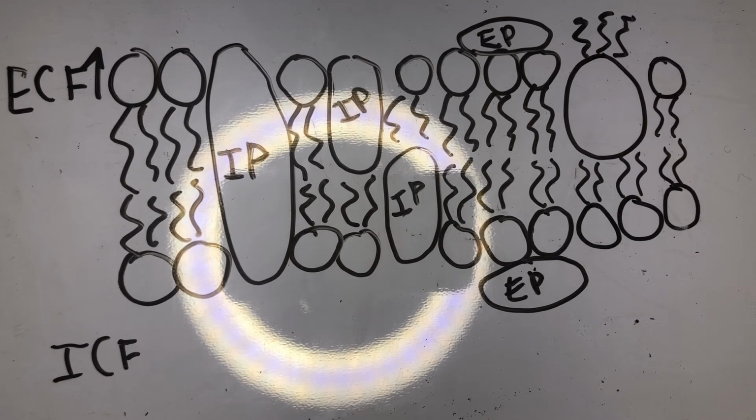So these have the same functions as the intrinsic proteins. However, their location is just different. So they can be used for transport, motors, receptors, enzymes, cell adhesion molecules as well.